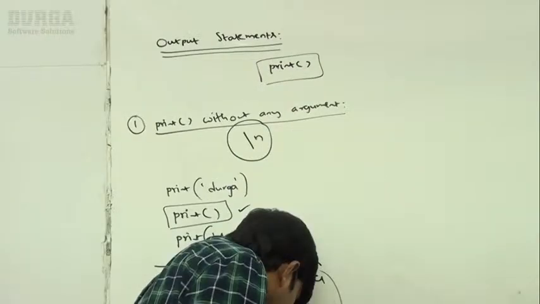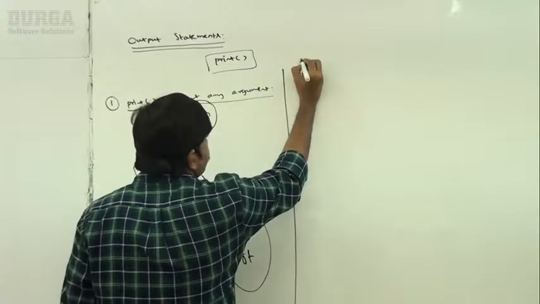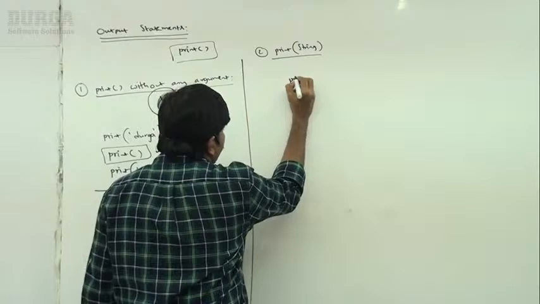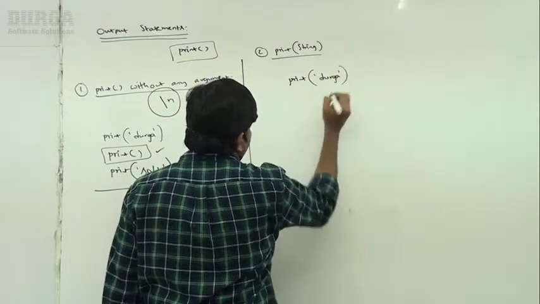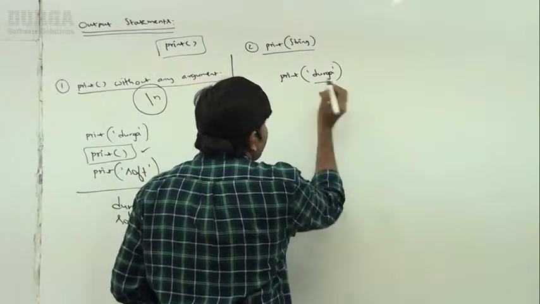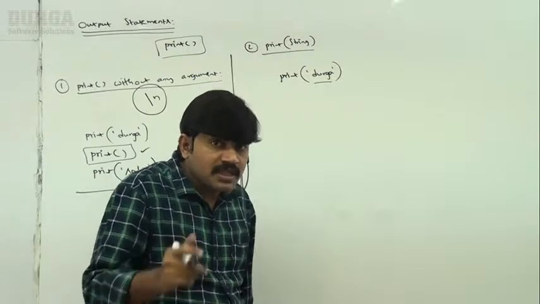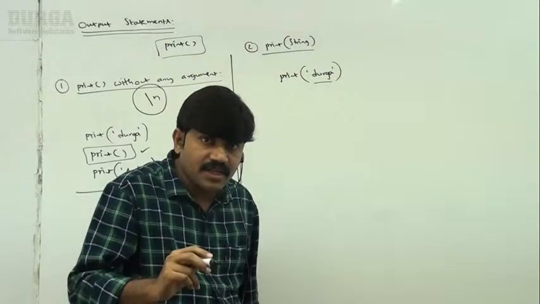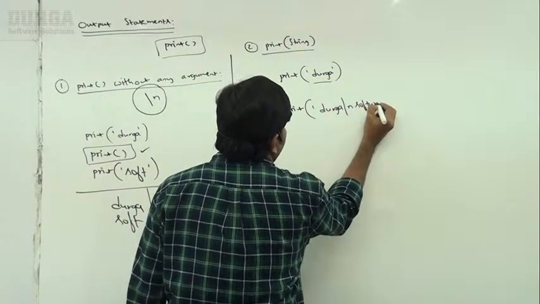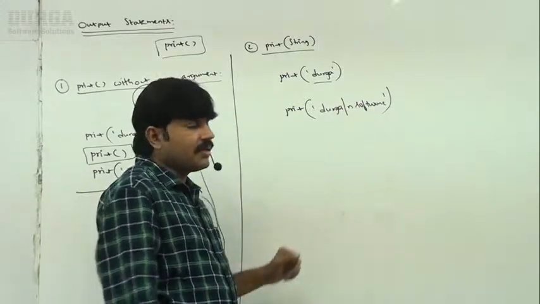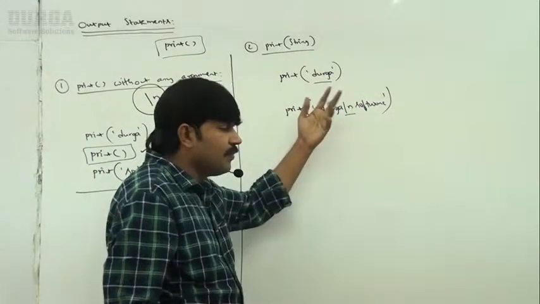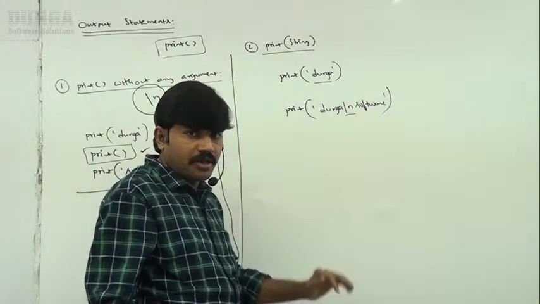Now let me go for the second version of the print statement. What is the second version? Print of a string argument. Print of Durga itself is acceptable, and Durga will be printed to the console. Even in this string you can use escape characters like \n and \t. Suppose I take print of Durga \n software. Durga will be printed and then software will be printed in the next line. So in this string argument you can use escape characters also.